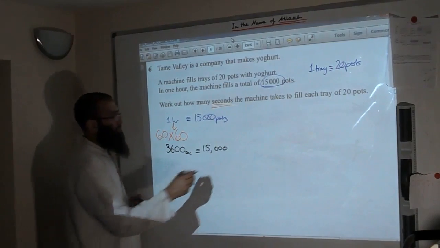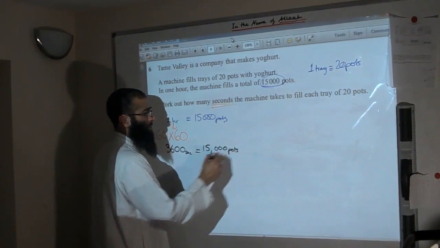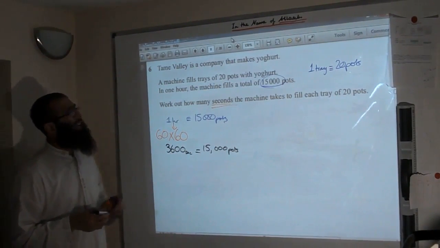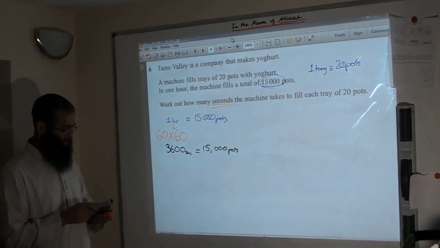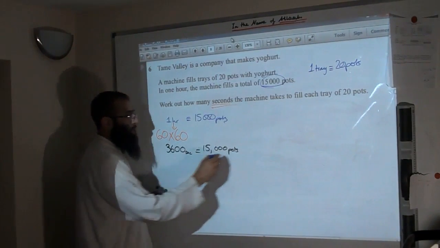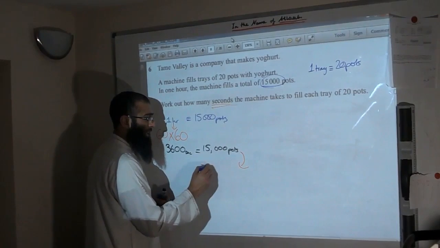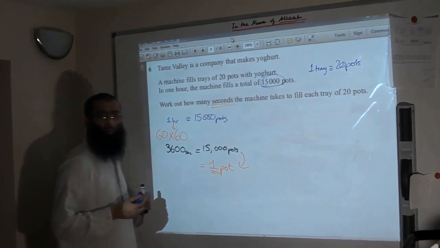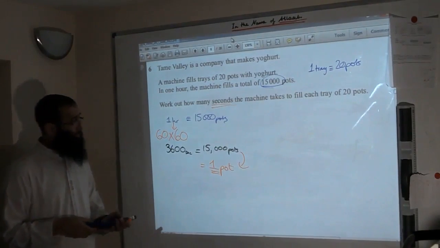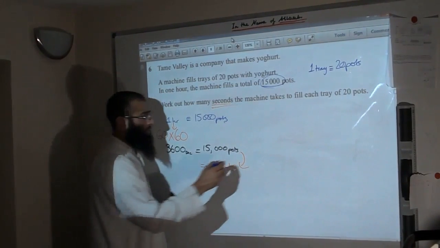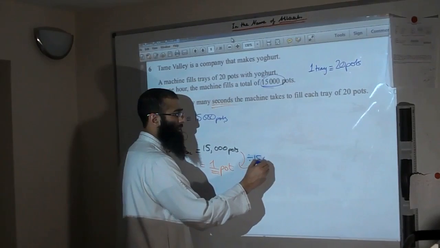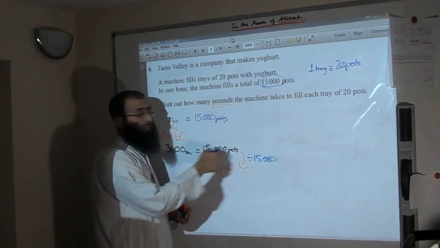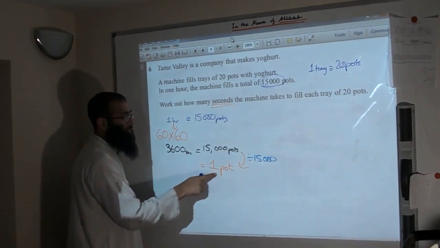15,000 pots. Okay, now we need to work out how long it takes to fill 1 pot. So we need to go from 15,000 down to 1 pot. How do we get from 15,000 down to 1? We divide it by 15,000. 15,000 divided by itself gives you 1, the unitary method.